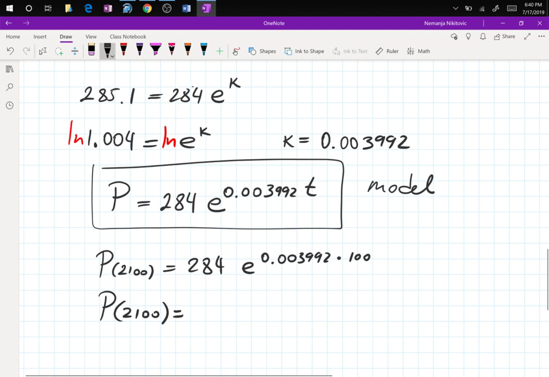That will knock off the two decimals, right? Move the decimal two places, so you have 0.3992. And we get 423.3 million. Your base number of 284 was given with no decimals, so your calculation is allowed to produce one extra decimal.